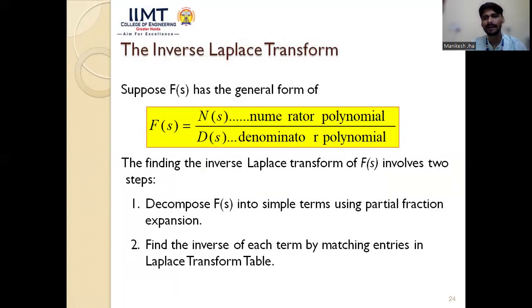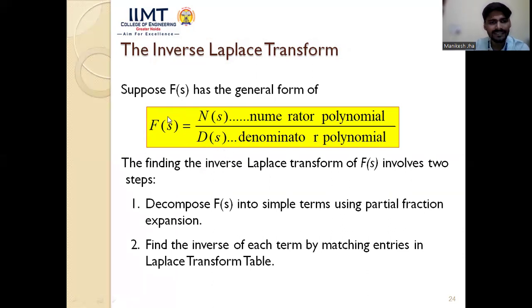So next one, inverse Laplace transform. What is inverse Laplace transform? First of all, we have to discuss Laplace transform. The Laplace transform is the transform from the time domain to the complex frequency domain, that is the S domain. So when we are taking the inverse Laplace transform, it is the transform from the complex frequency domain, that is our S domain, to the time domain.